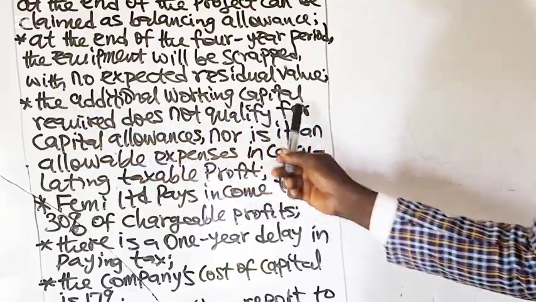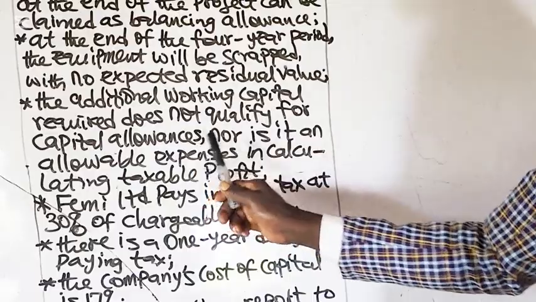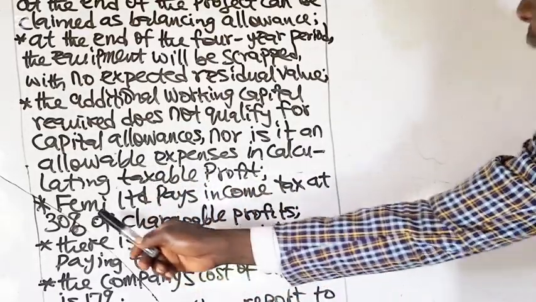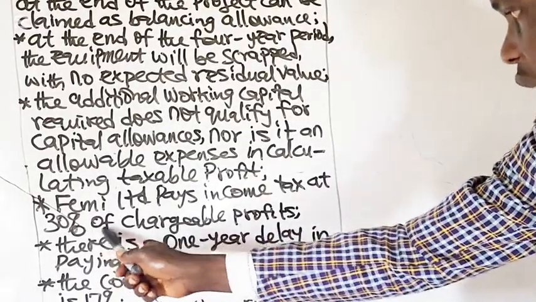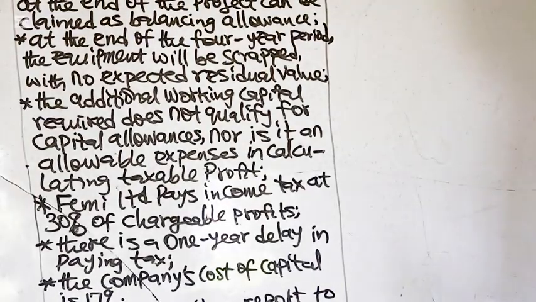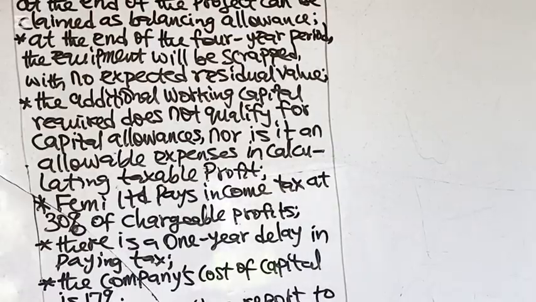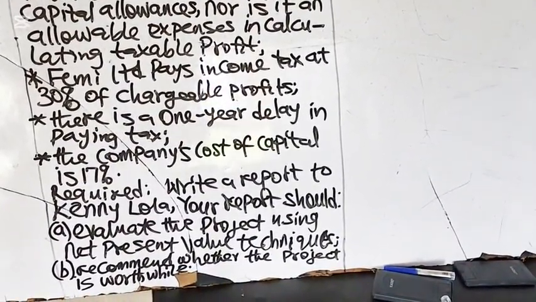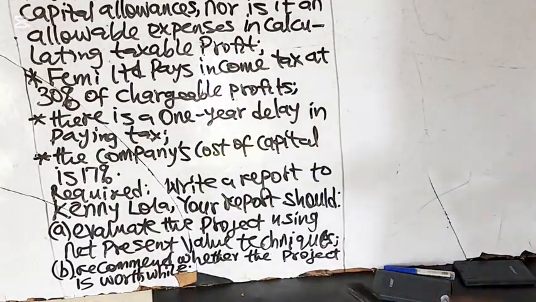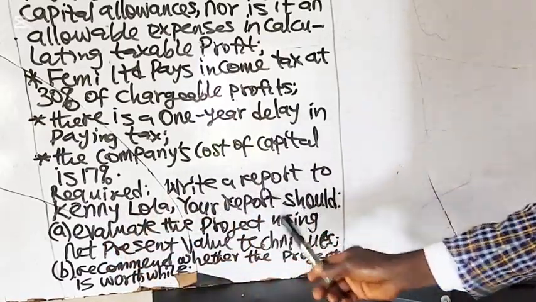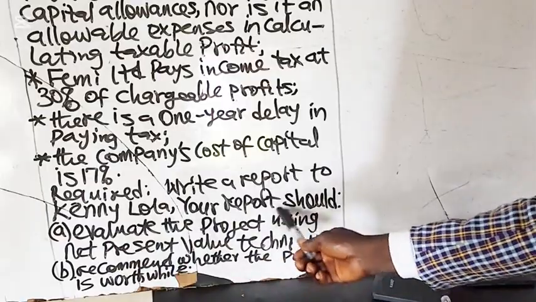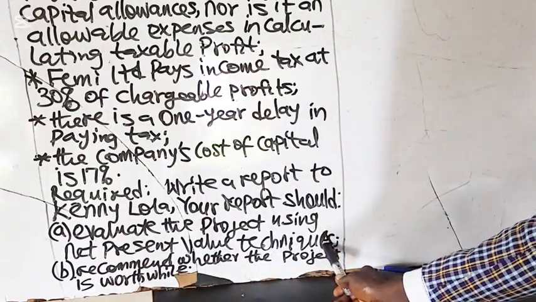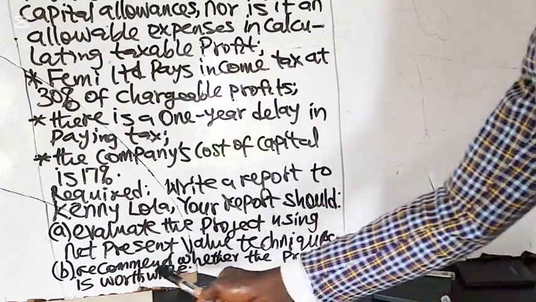Then the additional working capital required does not qualify for capital allowances, nor is it an allowable expense in calculating taxable profit. Femi Limited pays income tax at 30% of chargeable profits. There is a 1-year delay in paying tax. Then the company's cost of capital is 17%. Required: write a report to Kenny Lola. Your report should A. evaluate the project using net present value techniques. B. Recommend whether the project is worthwhile. Solution.